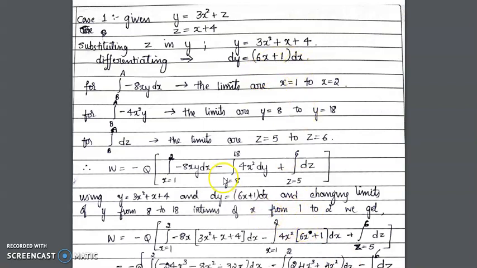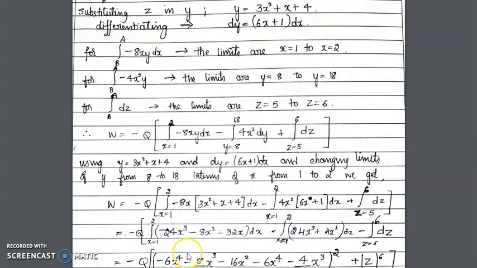But what should be the limit now? Previously it was the limit corresponding to y. Now I have to change the limits corresponding to x. So the limit corresponding to x is 1 to 2. After substituting all the things, I will get the equation as minus q into the integral with x limit 1 to 2 of 8x into (3x square plus x plus 4) dx, minus the integral with x limit again 1 to 2 of 4x square into (6x plus 1) dx, plus the integral with z limit 5 to 6 of dz.